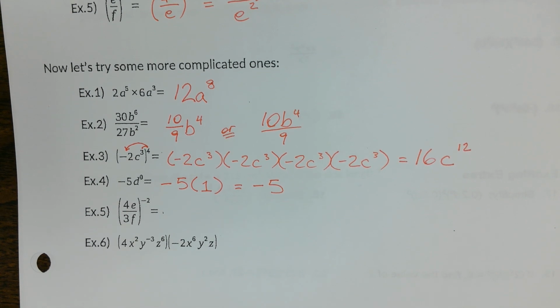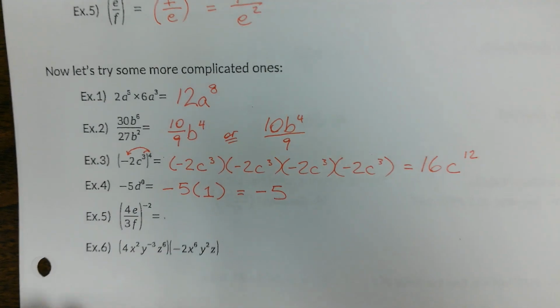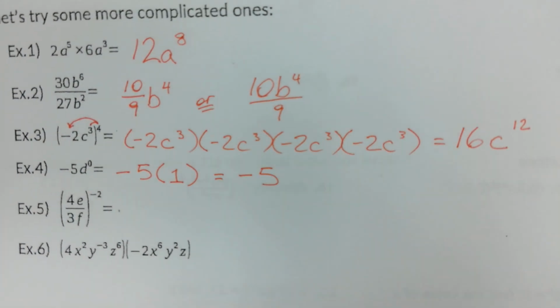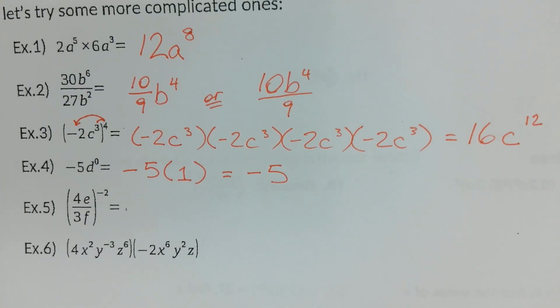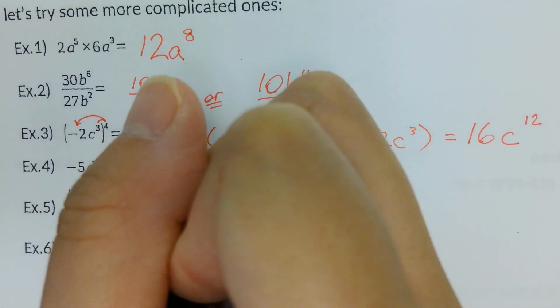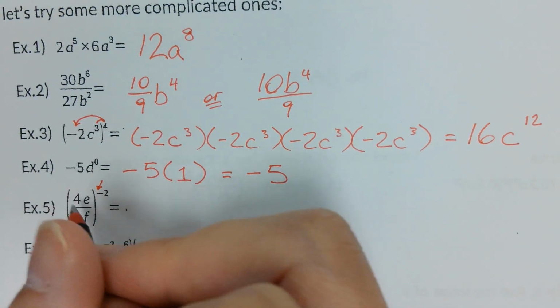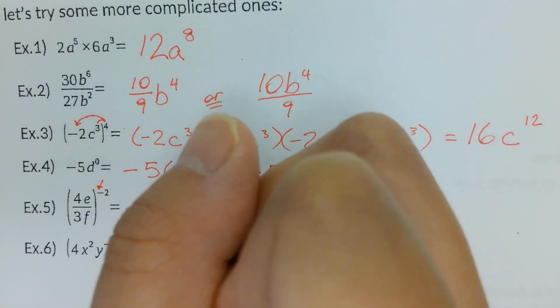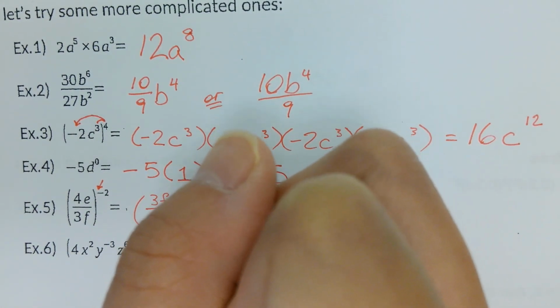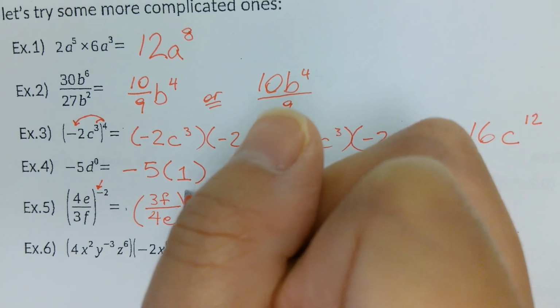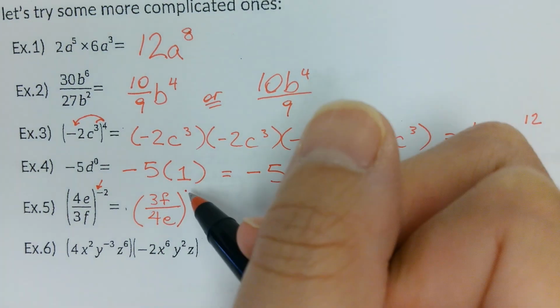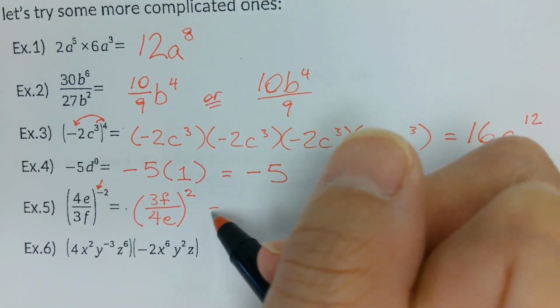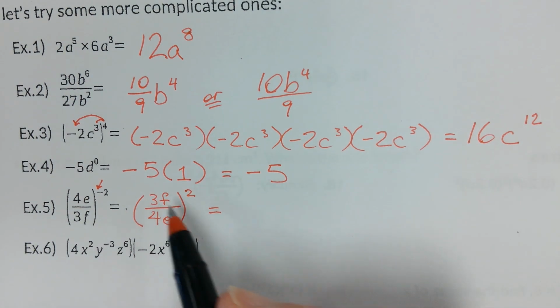Example 5. What should I do as my first step? Flip it. Good. Deal with the negative exponent first. So this negative exponent tells us we should flip it first. So 3f over 4e to the exponent 2. Good, positive 2.